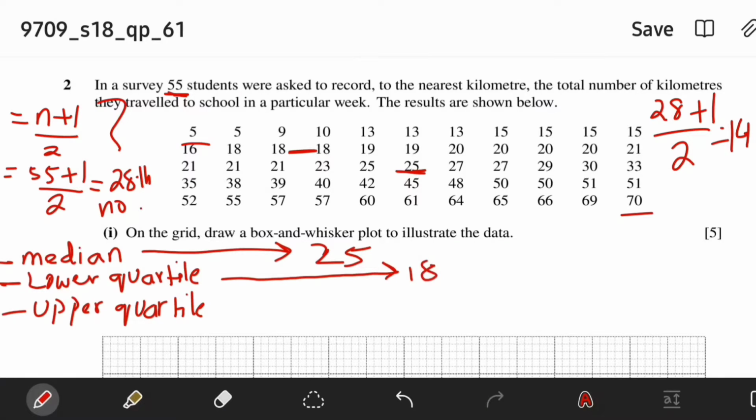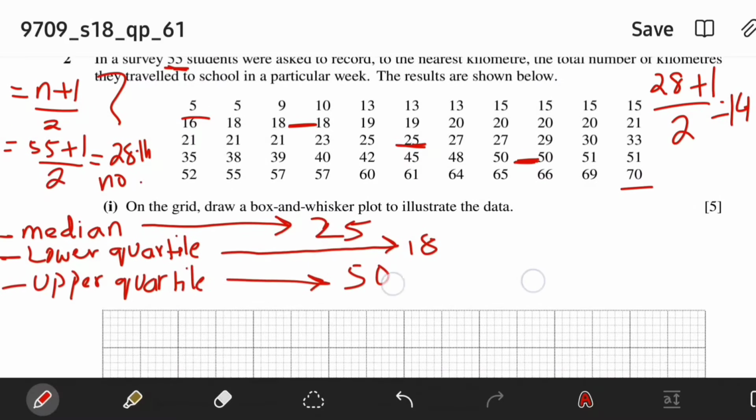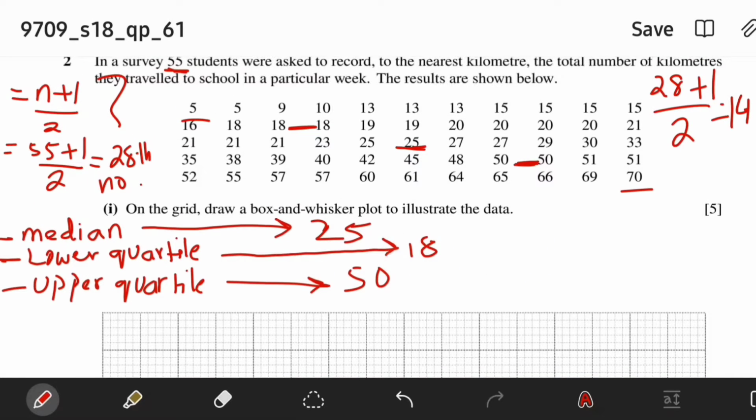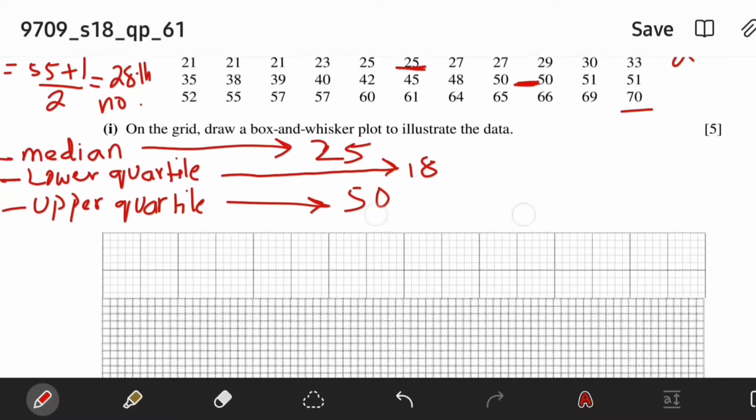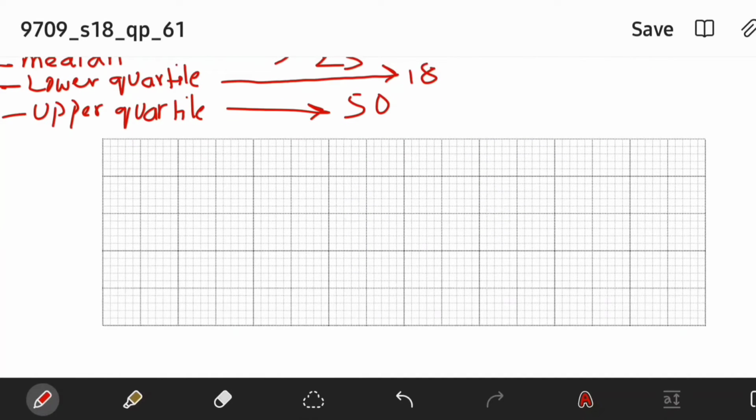Now the same procedure for the upper quartile. The 14th and 15th values are these, and their mean is obviously 50. So we have found all the three necessary values that we need to draw a box and whisker plot. So let's now make it.